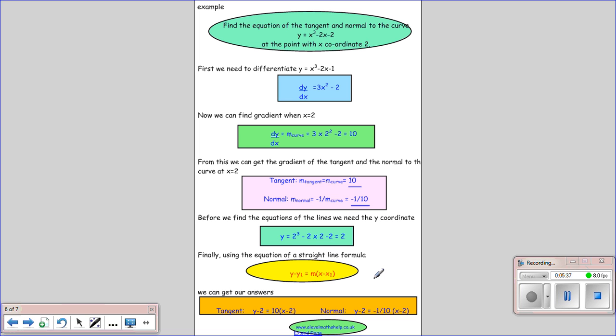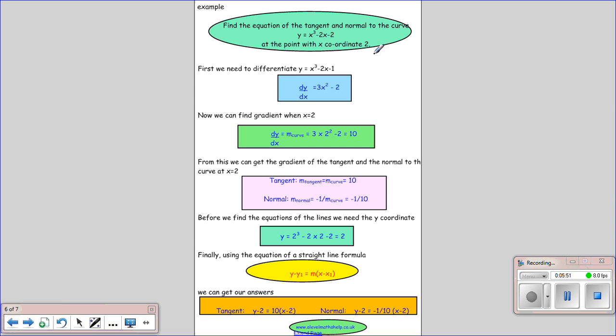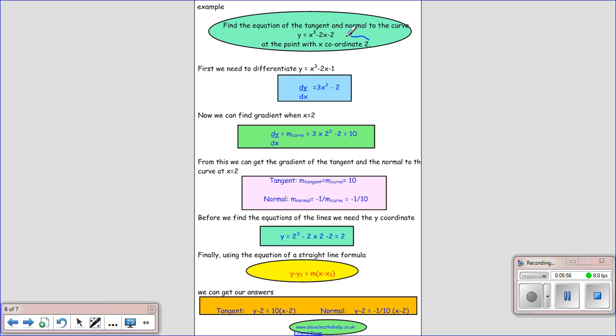Now before we can use our formula here, we must know the y-coordinate. So we know the x-coordinate from here, but we don't know the y-coordinate. Now to find the y-coordinate, all we do is put our value for x in here. So we just do y equals 2 cubed minus 2 times x, minus 1, which gives us y equals 2. So our point is x is 2 and y is 2.